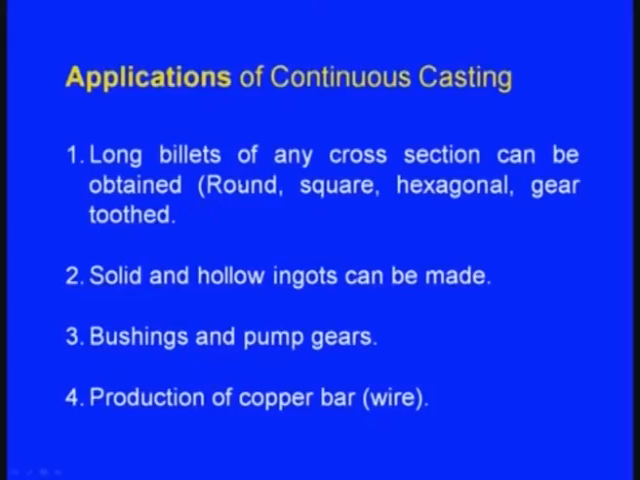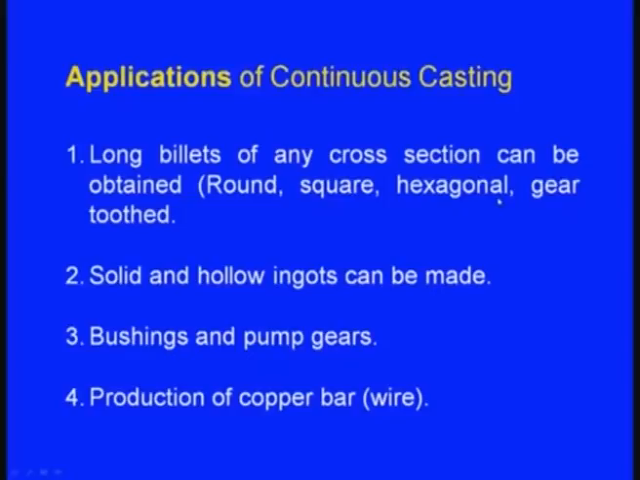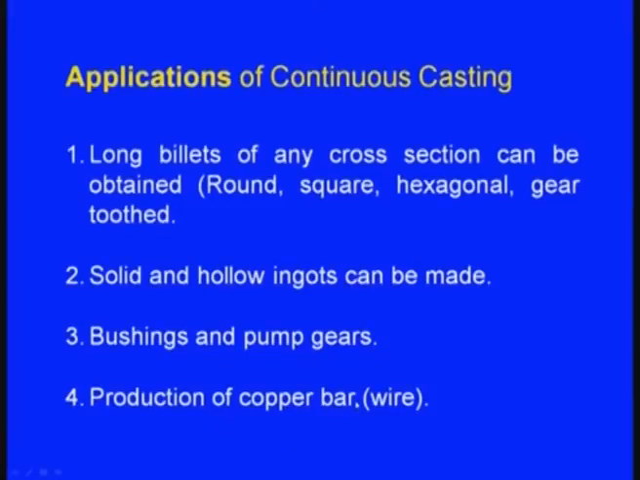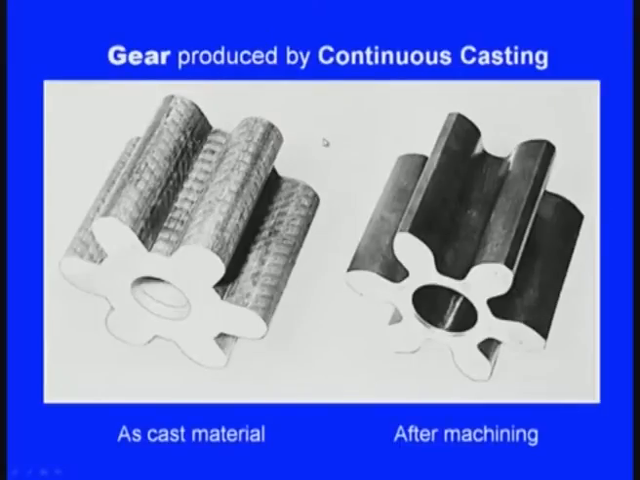These are the applications of continuous casting in general. Long billets of any cross section can be obtained, whether round, square, hexagonal, gear toothed or any other cross section. Solid and hollow ingots also can be produced. Next, bushings and pump gears can be produced using the continuous casting process. Production of copper bars or wire using continuous casting is very easy and economical. So, these are the typical components produced by continuous casting.